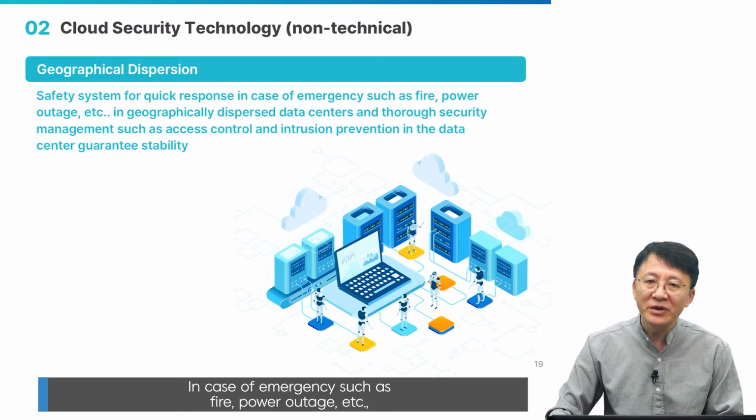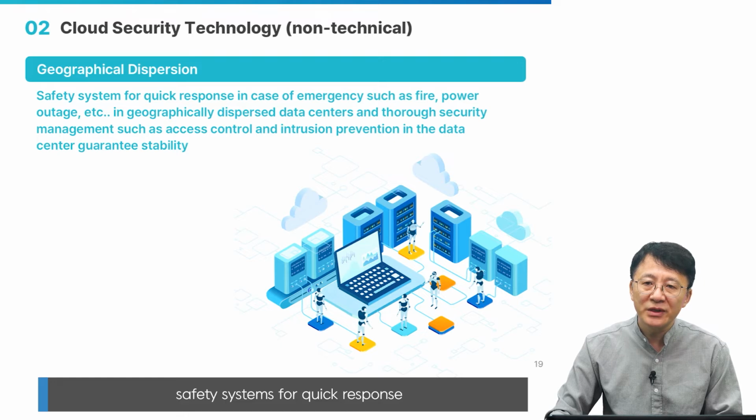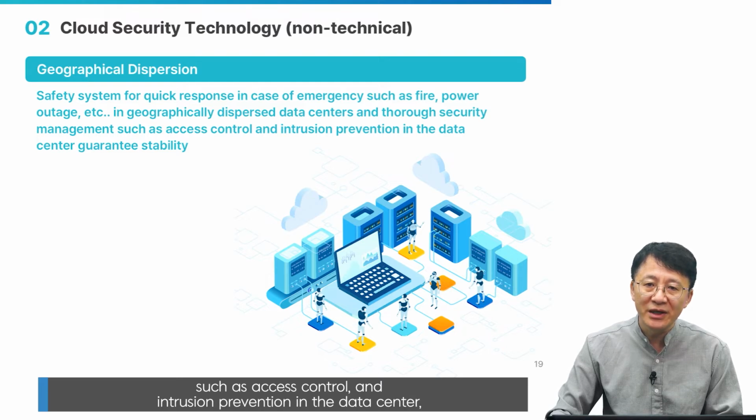In case of emergency such as fire or outage in geographically dispersed cloud data centers, safety systems for quick response and thorough security management such as access control and intrusion prevention in the data center are required to ensure stability.